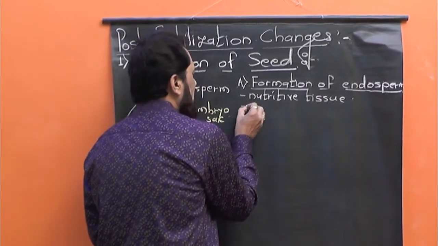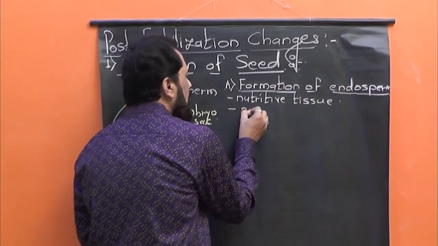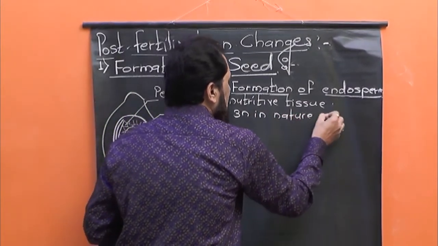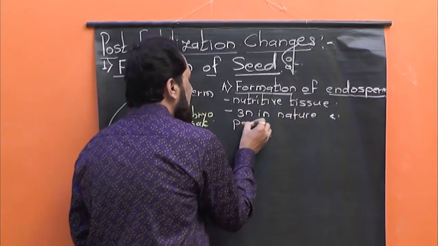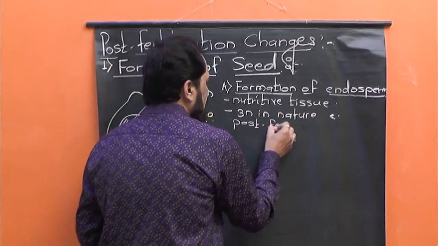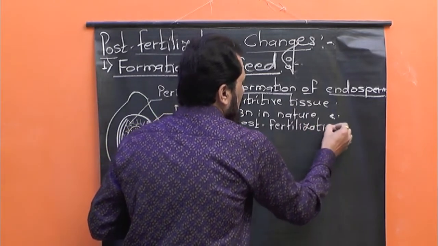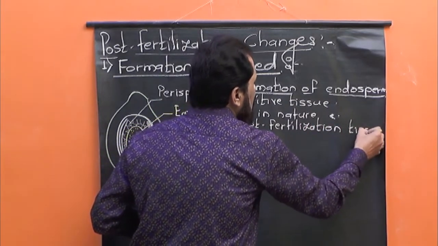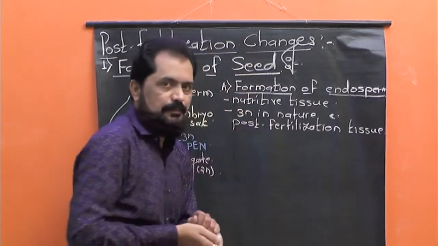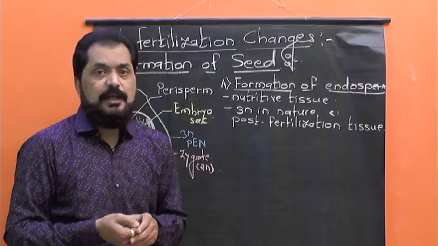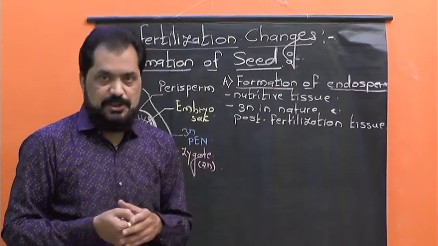And hence in angiosperm this endosperm is triploid in nature. It is triploid in nature and is regarded as post-fertilization tissue. While in gymnosperms, the endosperm is haploid in nature and it is pre-fertilization tissue.